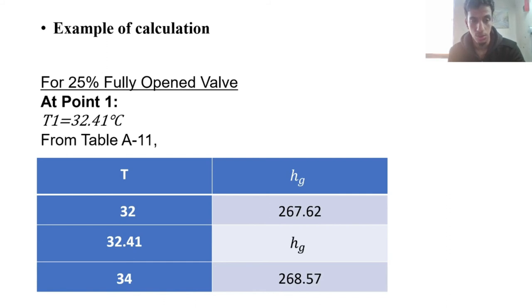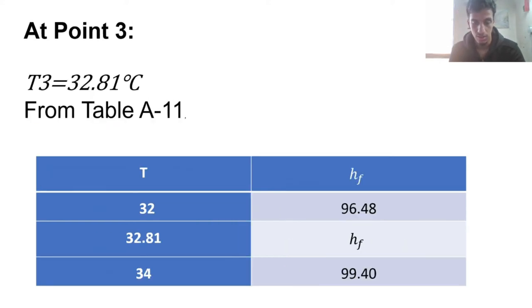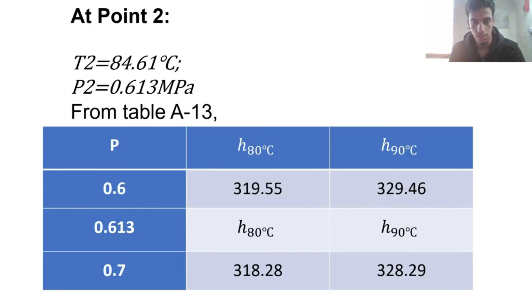temperature is 32.41 Celsius. So from table A11, we can find the enthalpy. So at point 2, the temperature is 84.61 Celsius. So we can find the enthalpy at 18 Celsius and 19 Celsius, which is between them, for which we use interpolation.